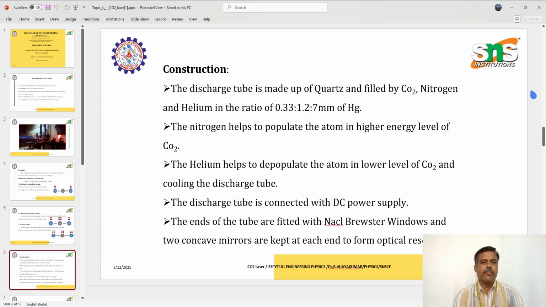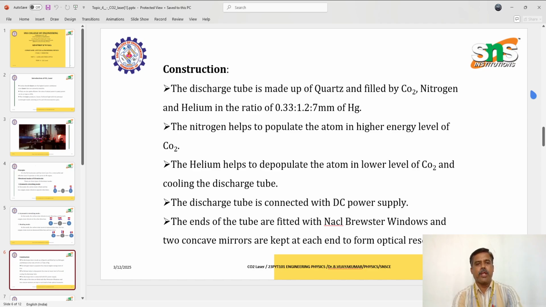Then the construction. The discharge tube is made of quartz material. It is filled with a mixture of gases: CO2, nitrogen and helium, in the particular ratio of 0.33, 1 to 1.2, and 7 millimeter of mercury.